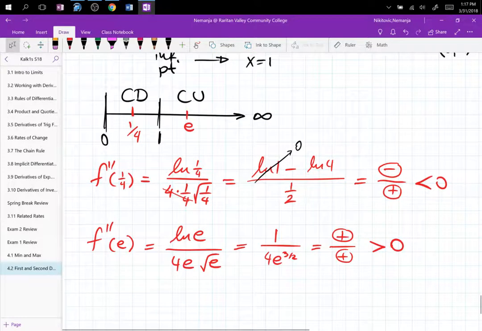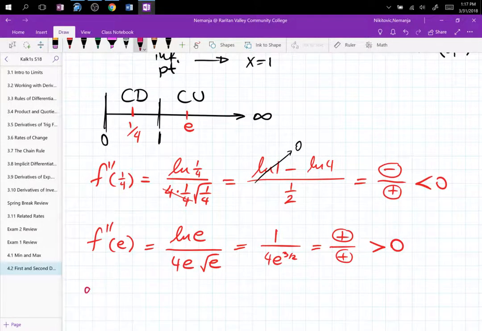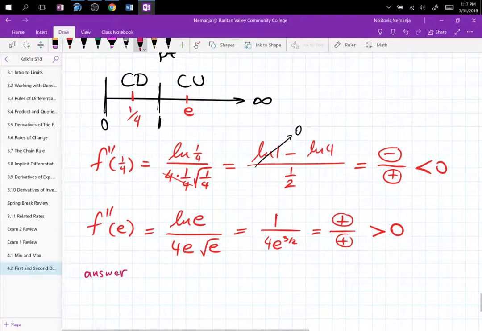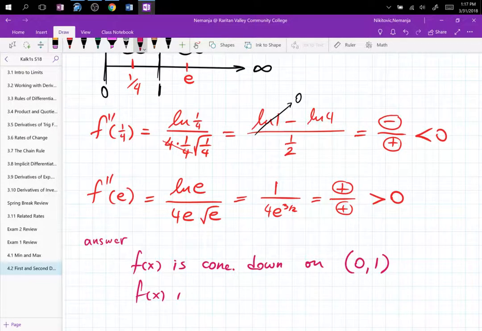So now, write the answer. F of x is concave down on 0 to 1. F of x is concave up on 1 to infinity. And that's the end. That's the problem.